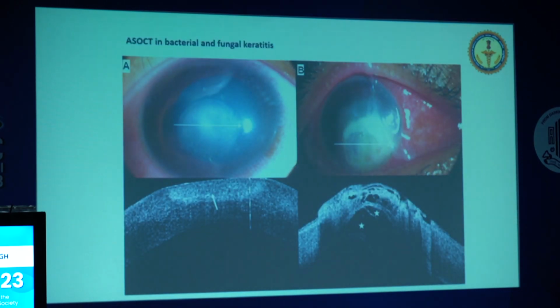As far as fungal keratitis is concerned, it has been said that you will be encountering cystic spaces in cases of fungal keratitis in AIOC, and this is a clue that okay, this can be a fungal keratitis. Again, it's not pointing to the organism per se, but this is what has been described so far.